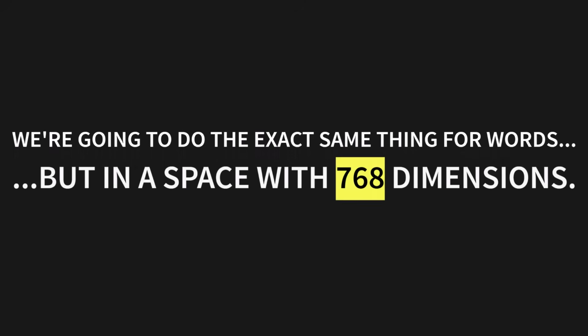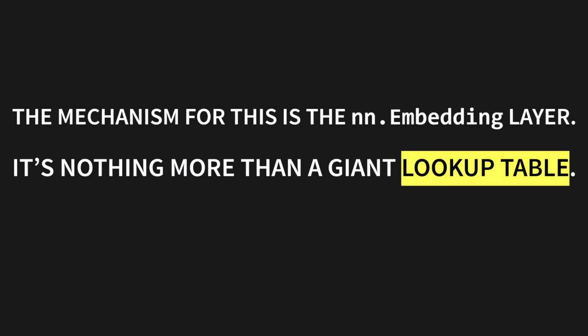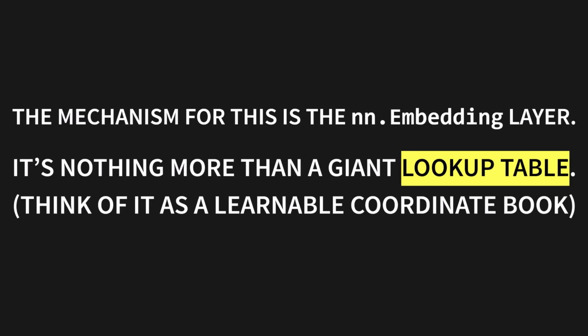We're going to do the exact same thing for words, but in a space with 768 dimensions. The mechanism for this is the nn.Embedding layer in PyTorch. It's nothing more than a giant lookup table. You can think of it as a learnable coordinate book. Let's build one and look inside.